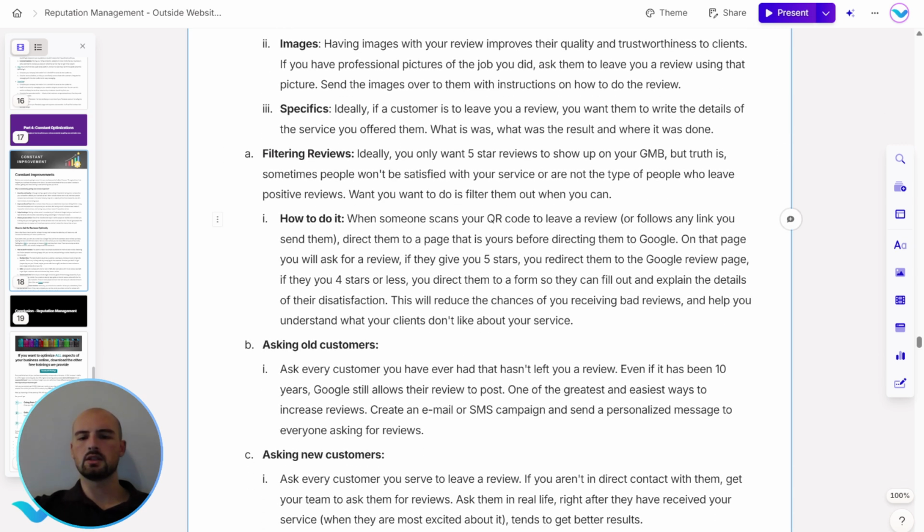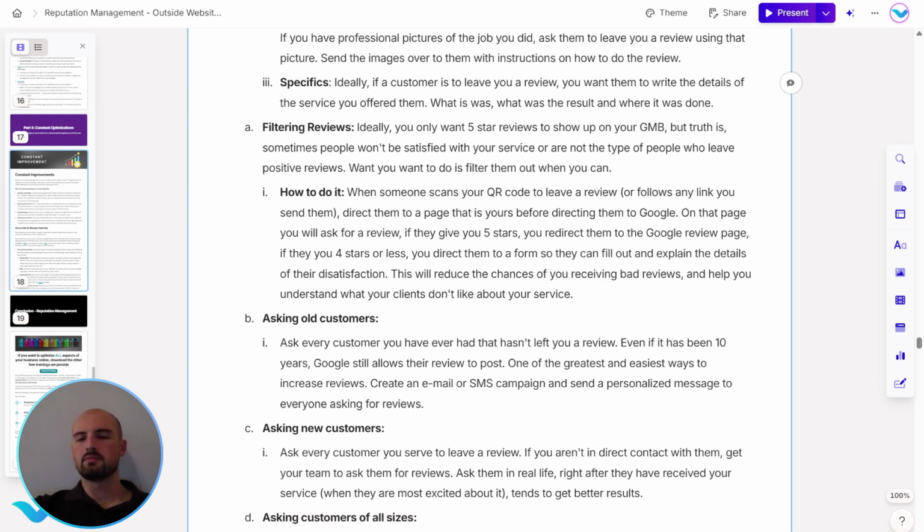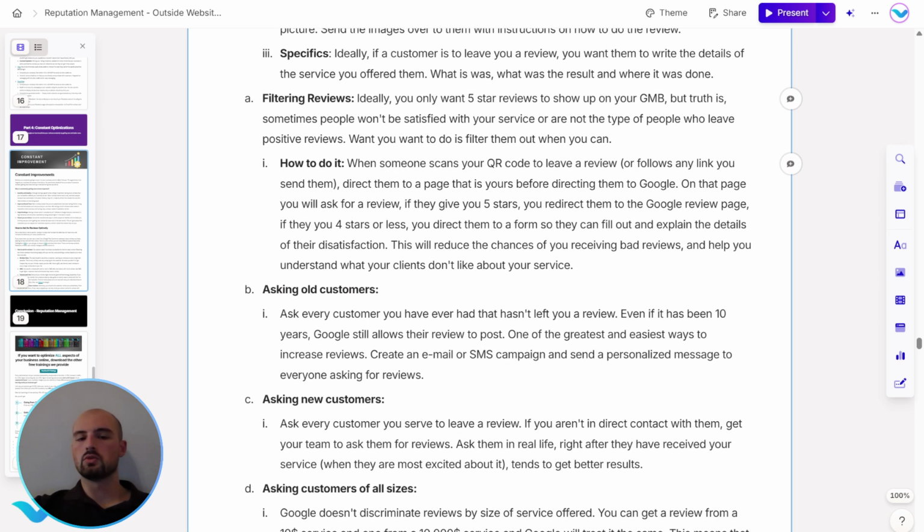Filtering reviews. Ideally, you only want 5-star reviews to show up on your Google My Business. But truth is, sometimes people won't be satisfied with your service, or you are not the type of business that gets 5-star reviews. So what you want to do is filter them out when you can. So how do you do this?